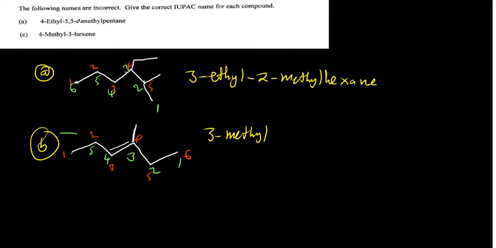And then at position number 3, we have also a double bond, and then hexene. So that would be 3-methyl-3-hexene. That would be the correct name.